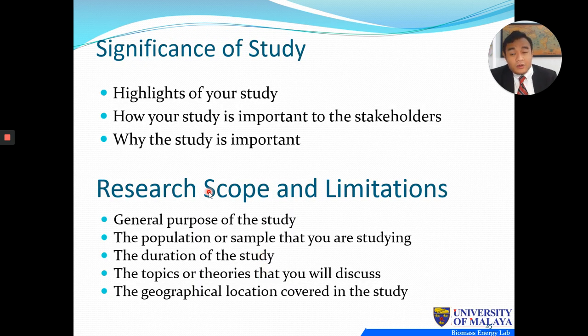The research objective will be followed by the significance of the study. It will show highlights of your study, how your study is important to the stakeholders, and why the study is important. It will later be followed by research scope and limitations, stating the general purpose of the study, the population or sample that you are studying, how many samples you are going to use, the duration of the study, the topics or theories that you will discuss, and the geographical location covered in the study.